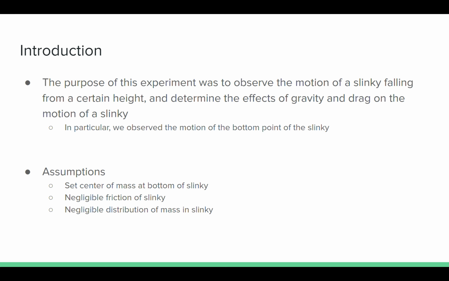The purpose of this experiment was to observe the motion of a slinky falling from a certain height and determine the effects of gravity and drag on the motion of the slinky. In particular, we observed the motion of the bottom point of the slinky. For this experiment, the key assumptions were that we set the center of mass at the bottom of the slinky, neglected the friction of the slinky, and neglected the distribution of mass in the slinky.